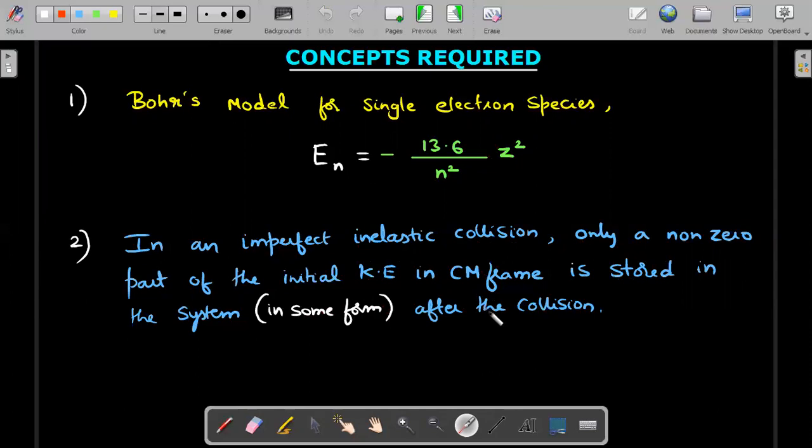So just to recollect, in a perfectly elastic collision, KE will be completely retained, whereas in a perfectly inelastic collision, all the KE in the CM frame would be completely lost. Whereas this is an in-between case, so only part of the initial KE, this is important, in the center of mass frame is going to be stored in the system after the collision. So it won't be retained back. Neither is the KE completely lost nor is it completely conserved. It's somewhere in between. So this is a very important condition for that type of collision.